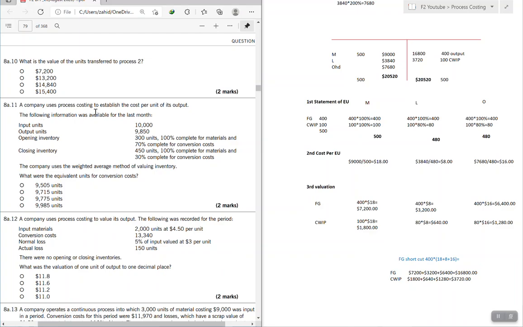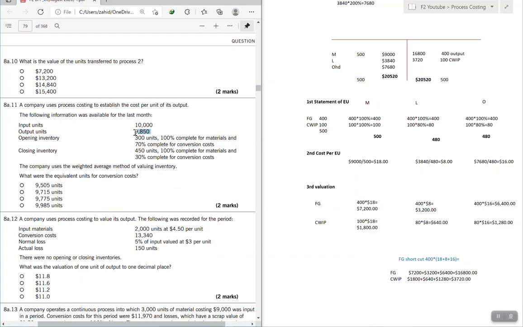A company uses process costing to establish the costs per unit of output. We have the information available. 10,000 units, output is 9850. Opening is 100% for material, 70% for conversion. Closing 450 units, 100% for material, 30% for conversion. We are using weighted average method. If we are using weighted average method, remember, we don't need the percentage of opening work in progress. They specifically ask what is equivalent unit for conversion cost.